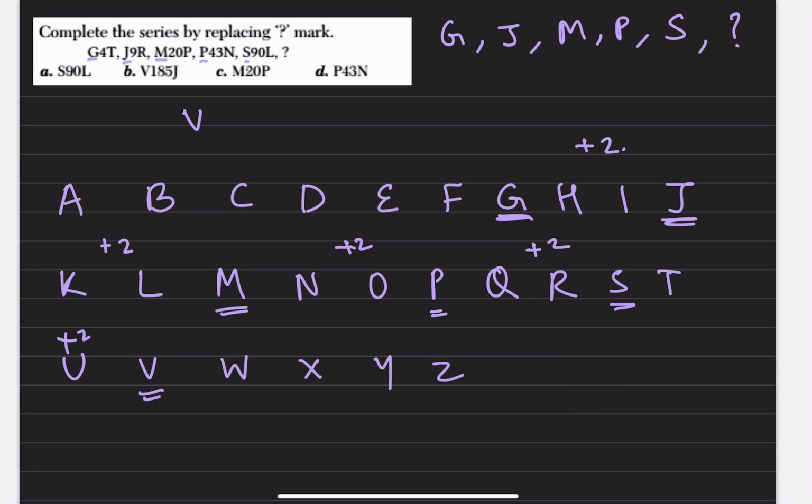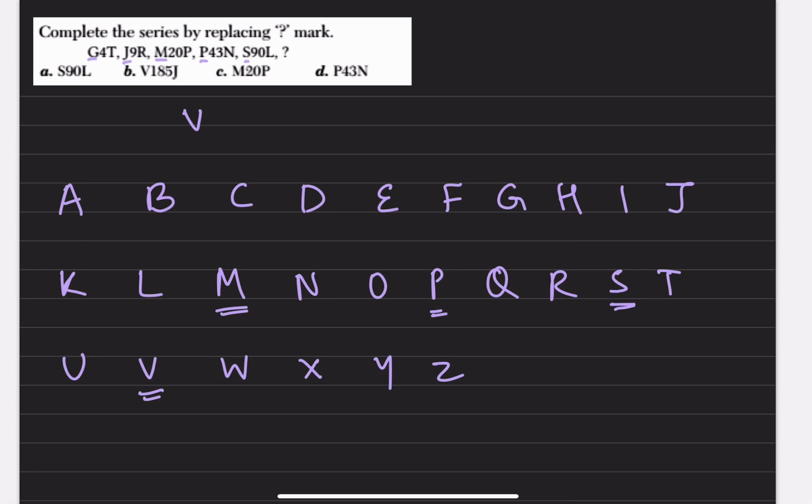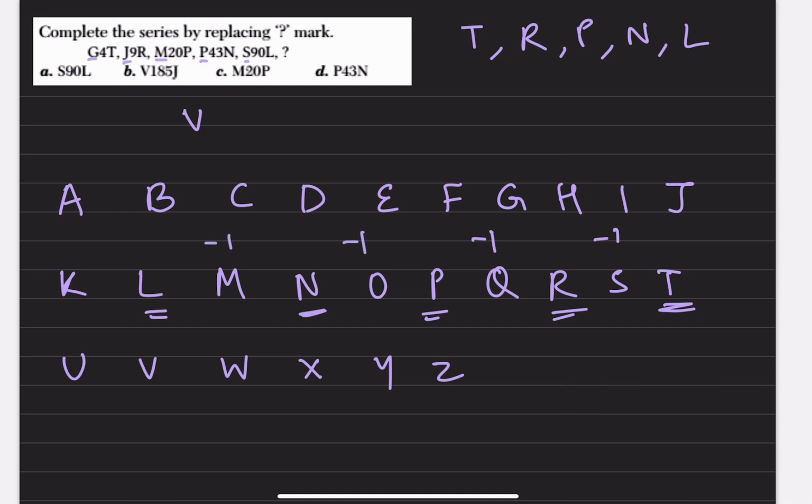Now we'll solve the last letter: T, R, P, N, L. So here this is T, then we have R, that means -1, then P -1 again, then N -1, and last we have L. If we do -1 again, instead of K we'll get J. That means the next letter would be J. We found the first and the third letters.